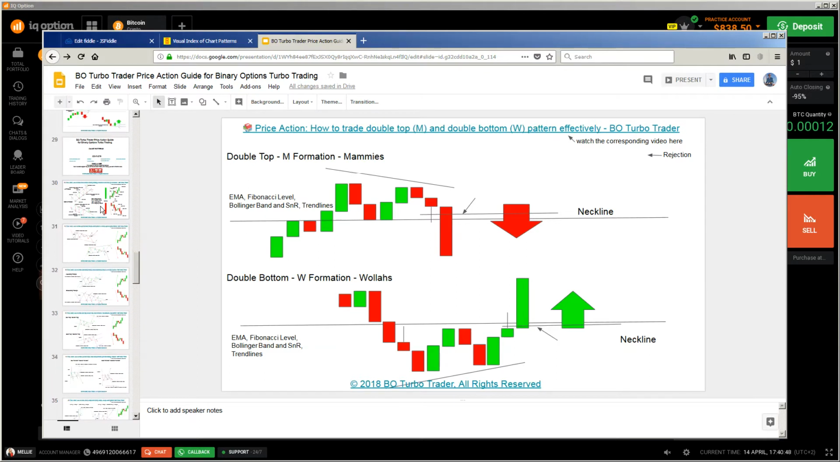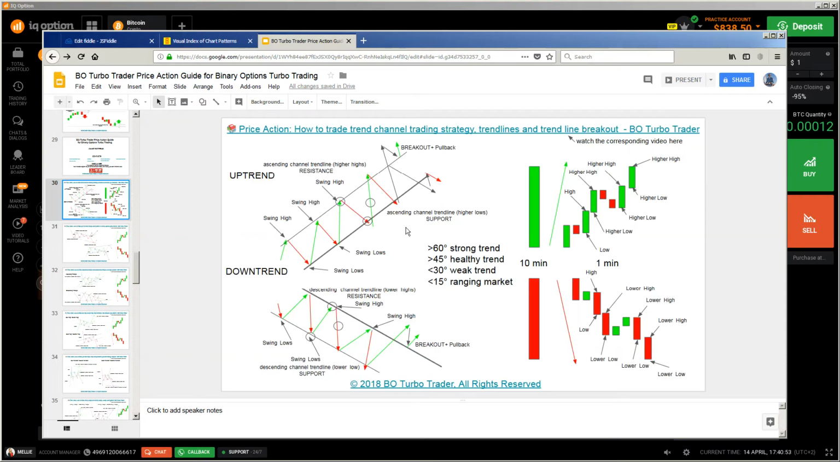That is maybe one of the trend channel. Yes, the trend channel is important, how you can identify the strength of the trend. If you have a strong trend, a healthy trend, a weak trend, or a ranging trend market.